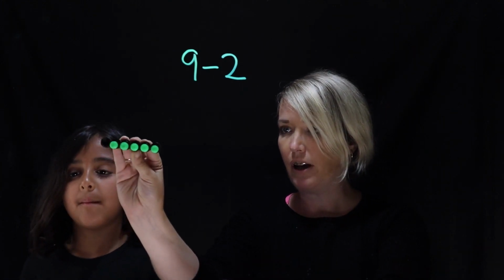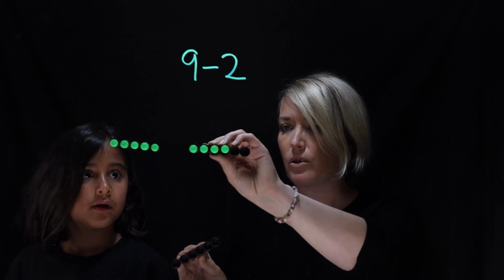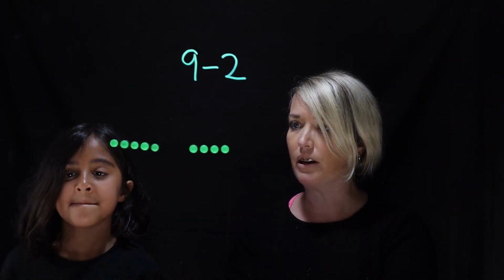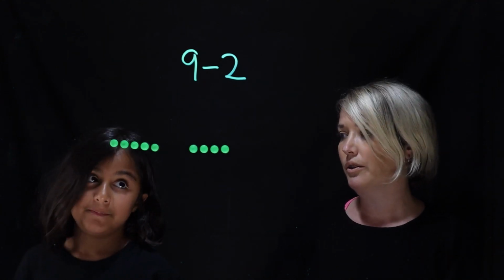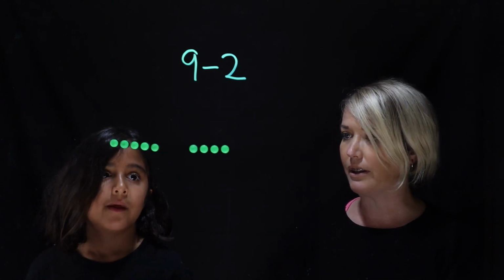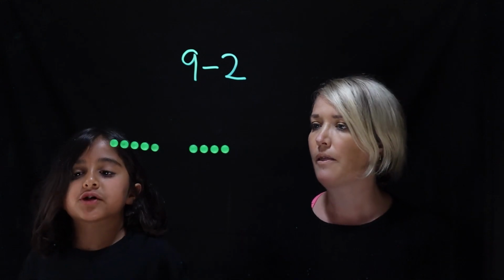So here's 5 and 4. Okay, so there's the 9. Now we have to take away 2. So how are we going to do that? Like, how do you picture that in your mind? Yeah, I picture it in my mind.